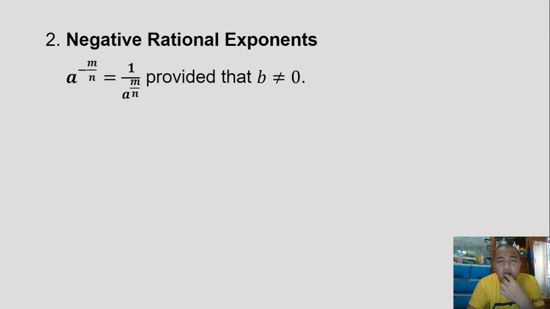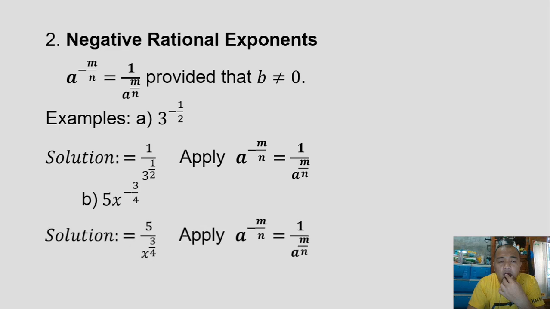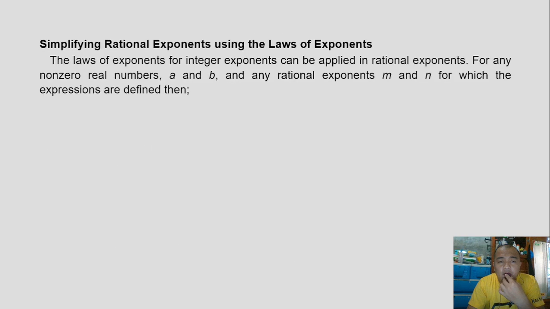How about number 2, negative rational exponents? a raised to negative m over n is equal to 1 over a raised to m over n, provided that a is not equal to 0. Examples: a, 3 raised to negative 1 half can be written as 1 over 3 raised to 1 half. How about 5x raised to negative 3/4? 5 in the numerator, and in the denominator, x raised to 3/4, where m is 3 and n is 4.